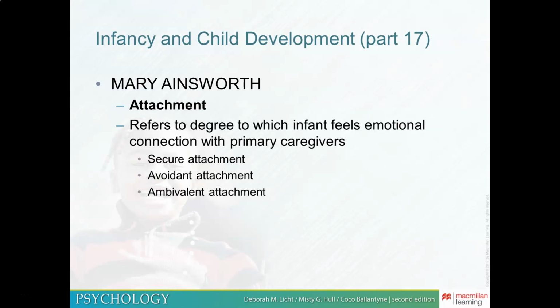Okay, another thing that's important in developmental psychology is the discussion of what's referred to as attachment. And that's the degree to which children or infants feel emotional connection with their primary caregivers, which usually are their parents or grandparents or immediate family, that kind of thing, or even adoptive parents. So there are three types of attachment: secure attachment, avoidant attachment, and ambivalent attachment.